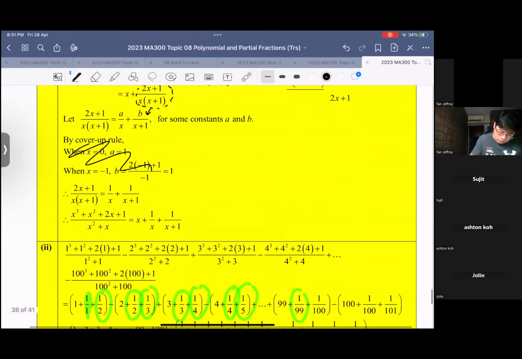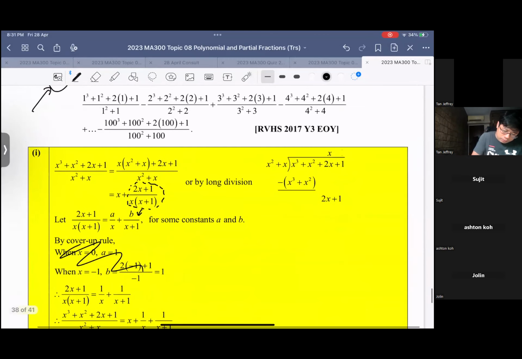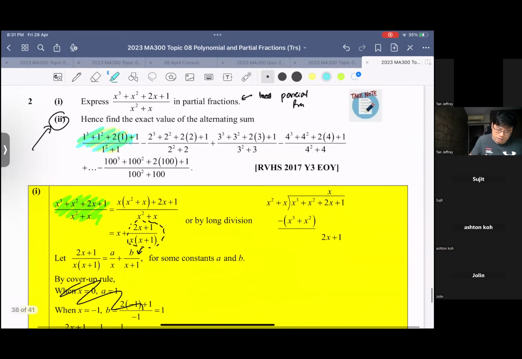Okay, so now you see this part, right? You just observe this. Does this look like this guy? Do they look the same? Yes, they look the same, right? Okay, so very simple.